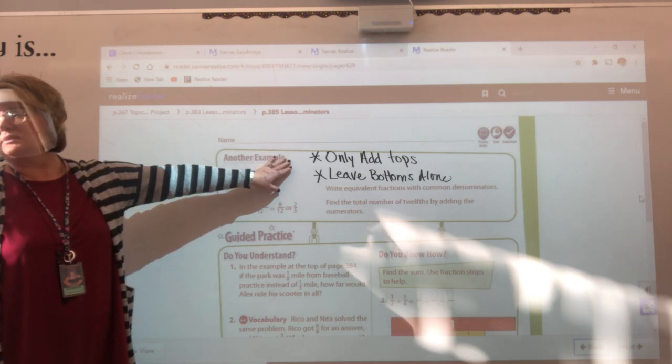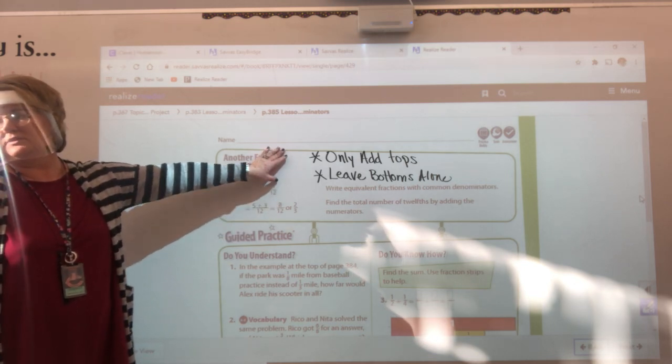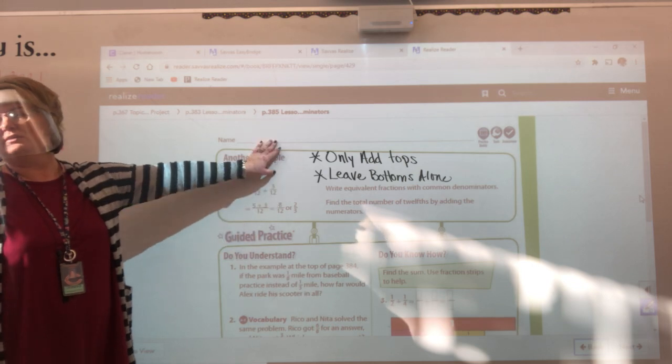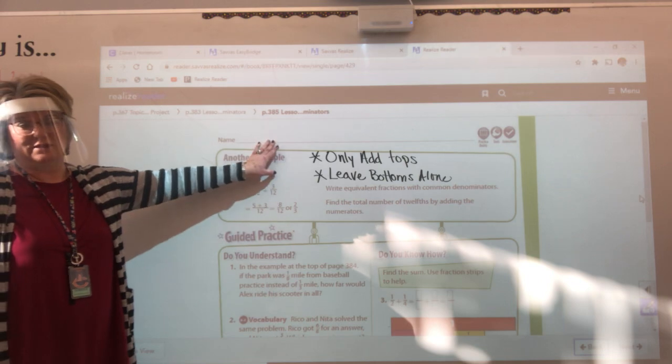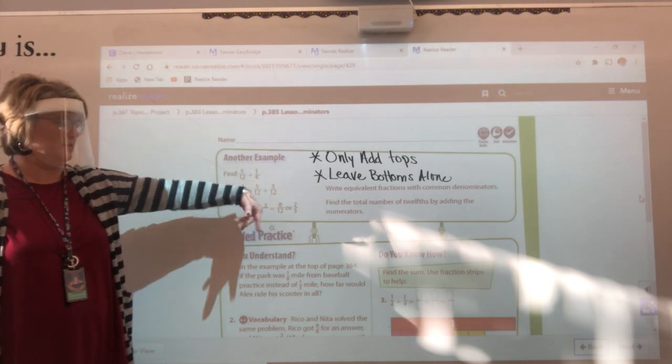Only add the tops, leave the bottoms alone. Only add the tops, leave the bottoms alone. I'm going to say that like 7 times so it'll drill in your head. Only add the tops, leave the bottoms alone.